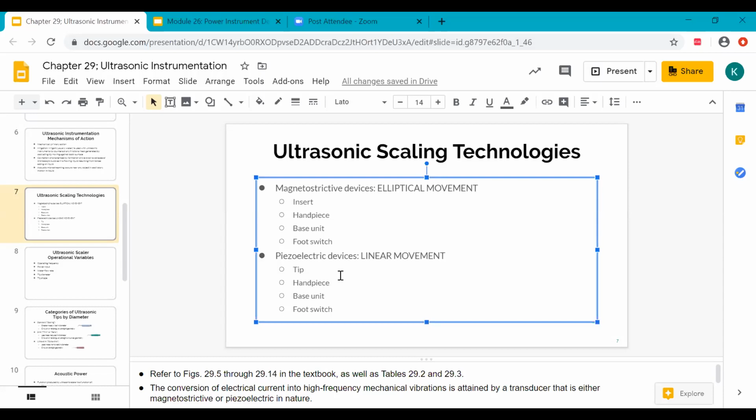And so, like I said, I want you guys to be comfortable with both, but what's most widely used is the magnetostrictive, or the Cavitron, okay? So just knowing that, that's like a board type question. What shape does it make microscopically? Knowing that magnetostrictive is elliptical and piezoelectric is linear, okay?